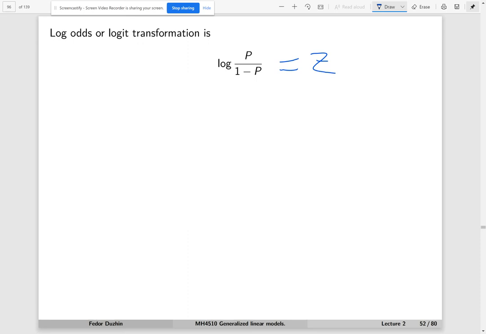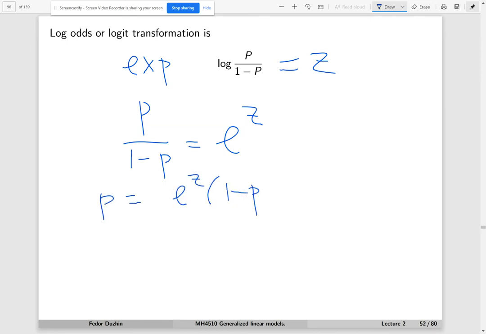So this is an expression for z in terms of p. What if I turn it around and I want an expression of p as a function of z, right? First I'm going to apply the exponential transformation to this. So the left-hand side becomes p over 1 minus p, which is going to be e to the z. Now I'm going to multiply by 1 minus p. Then I get p equals e to the z times 1 minus p, which is really e to the z minus p e to the z.